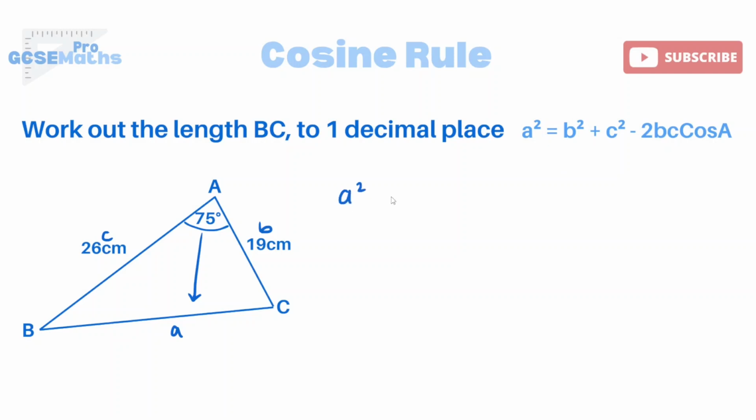So I need to have the side version. So I've got A squared equals B squared plus C squared. It doesn't really matter which one is B and C, as long as the two of them are correctly B and C. It doesn't matter which way around they go. Minus, now I'm going to write it down how I type it in my calculator. 2 times B times C times cosine of the angle between them, which is 75, and then close both brackets.